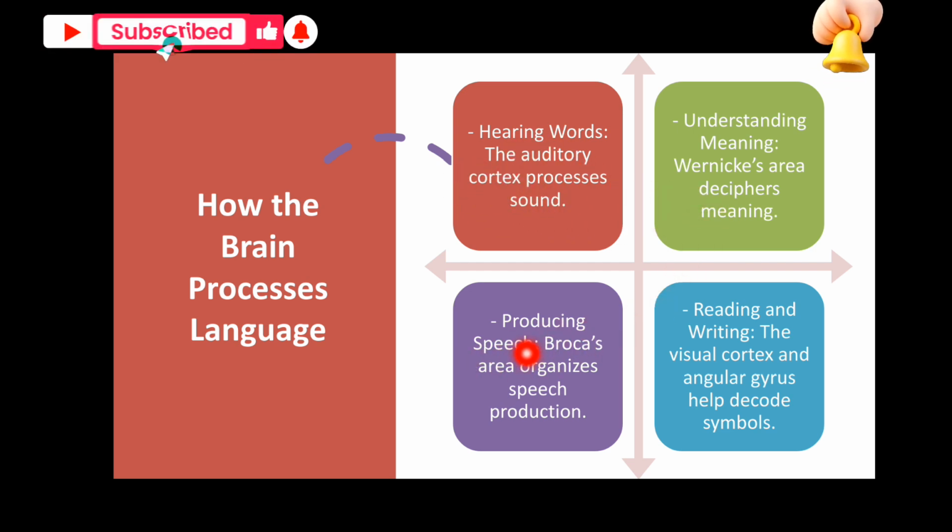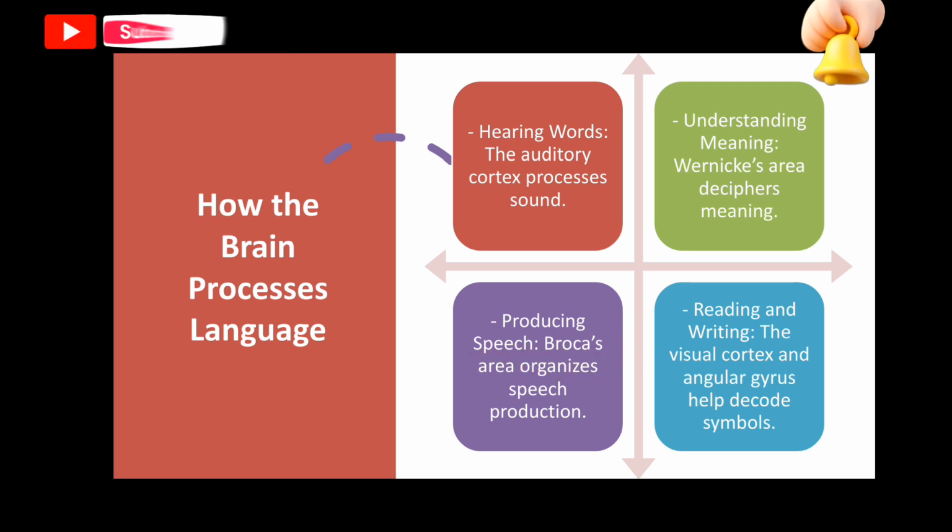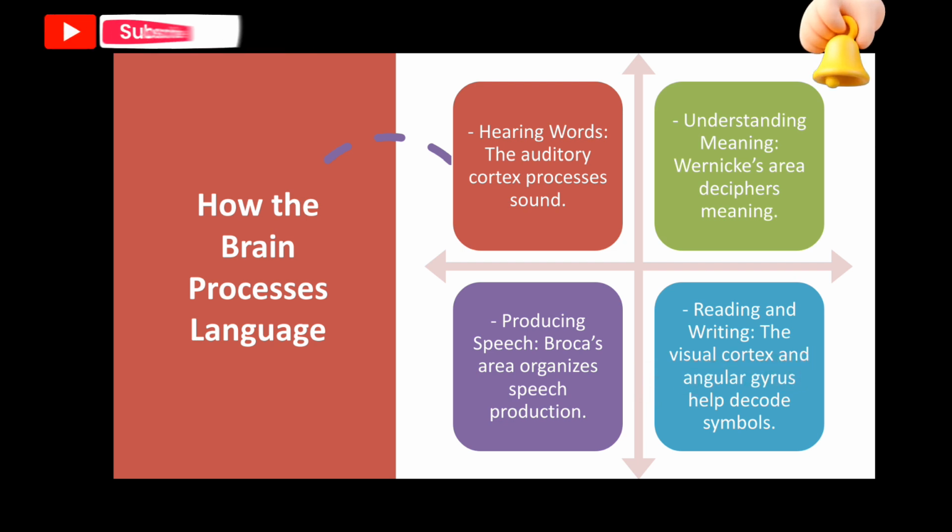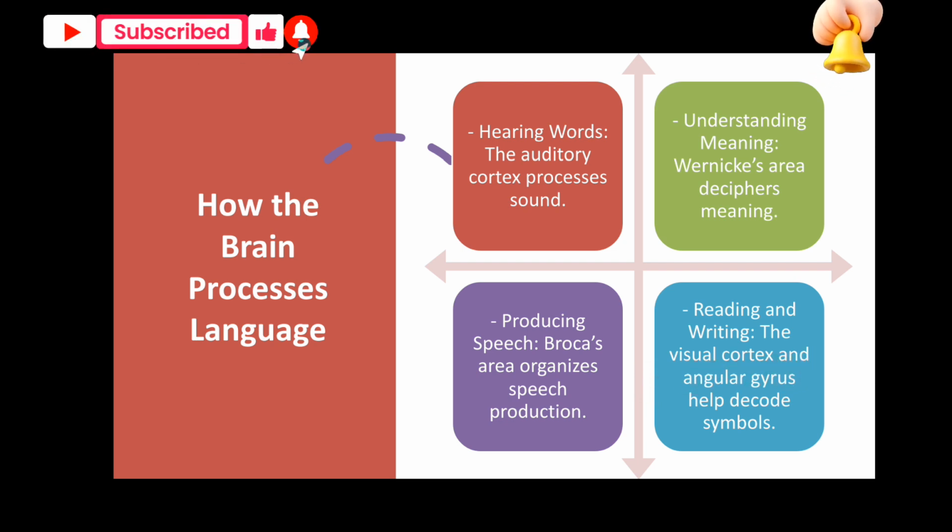And producing speech: Broca's area organizes speech production. If you want to say something, then Broca's area is responsible for that. And reading and writing: we have the visual cortex, and the angular gyrus helps decode symbols. This part is responsible for decoding, to read and write something.